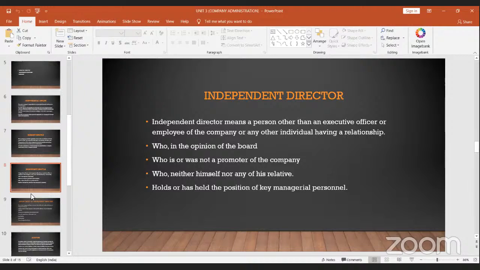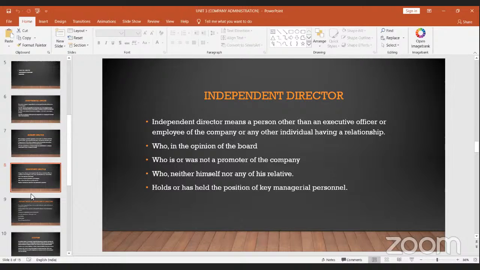Let's move on to the independent director. Who can be an independent director? A person other than the chief executive officer or an employee of the company, or any other individual having a relationship, can be an independent director. But also, they should be so in the opinion of the board of directors. If the board of directors is not proposing the particular person, they can't be an independent director.